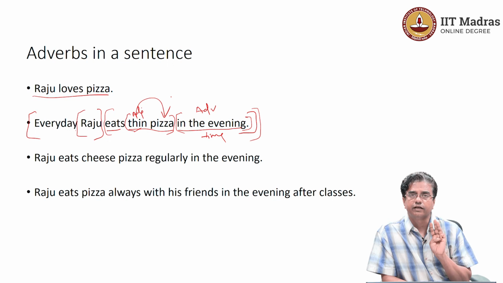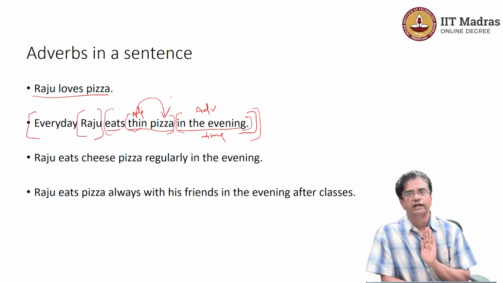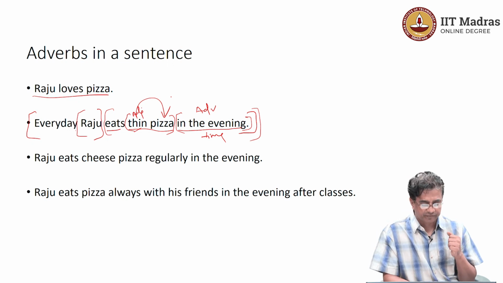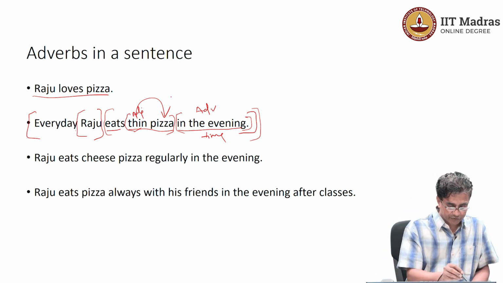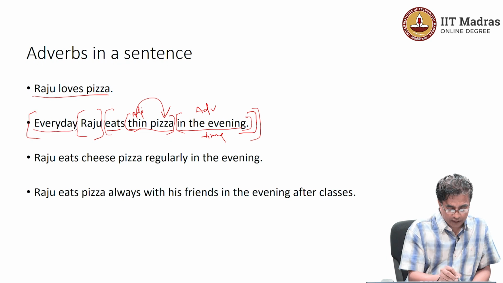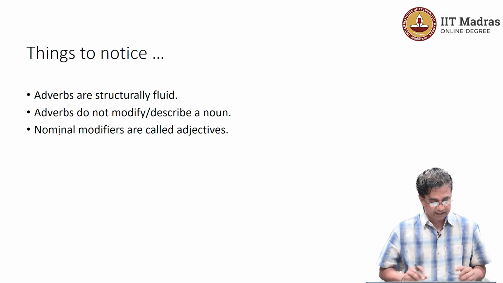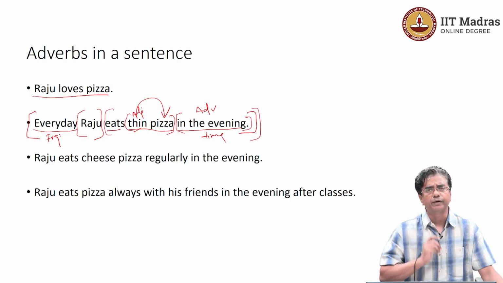It is kind of a clear rule that adjectives will only modify nominal elements and adverbs will modify verbal elements or the entire sentence. That is the predicate. So every day is talking about, again, frequency of what? Every day. Now think about it.